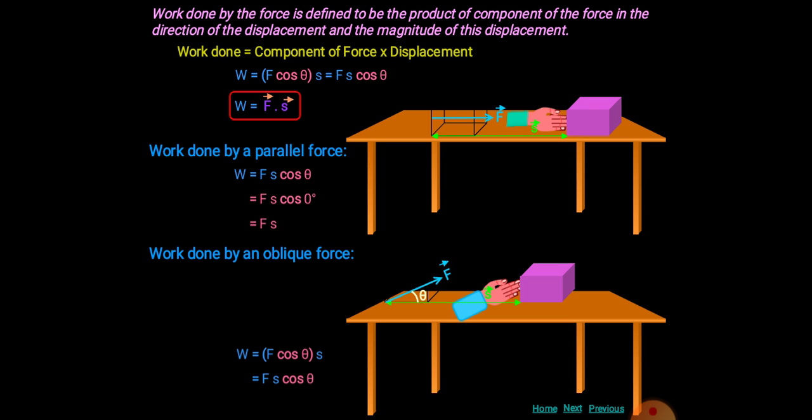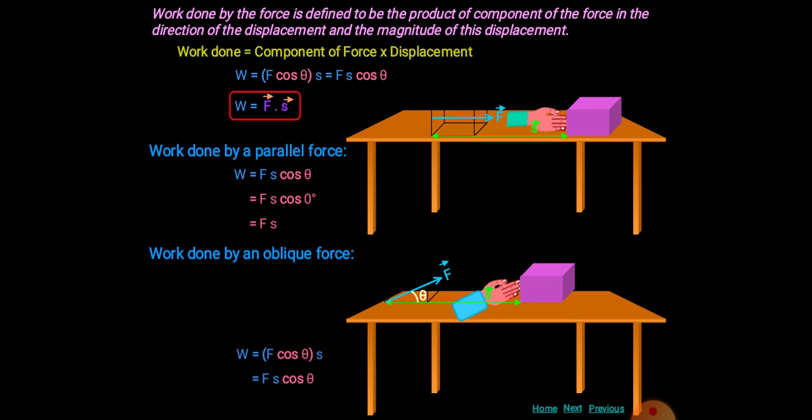You know that work is a scalar quantity, so we can write W = F dot S, and it is nothing but F cos theta. So what is the definition of work? Work done by a force is defined as the product of the component of force in the direction of the displacement and the magnitude of this displacement. That is known as work.